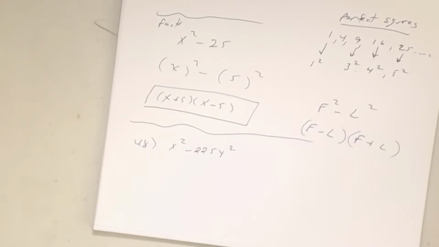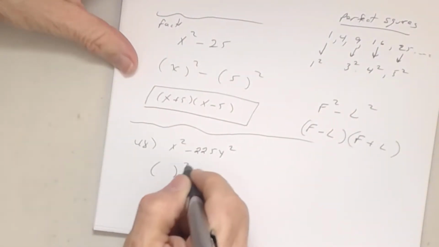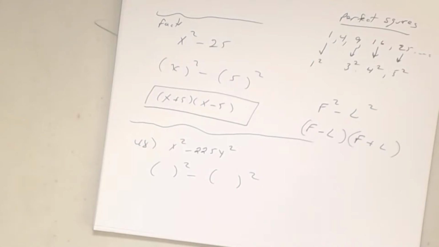X squared minus 225 y squared. What's the GCF? 1. How many terms do you see? 2. What sign's in the middle? So what do you want to check to see for? If this is what? Difference of two squares. So in your mind, you're thinking, well, let's see if I can fill in these parentheses. Okay? Let's see if I can fill in these parentheses.